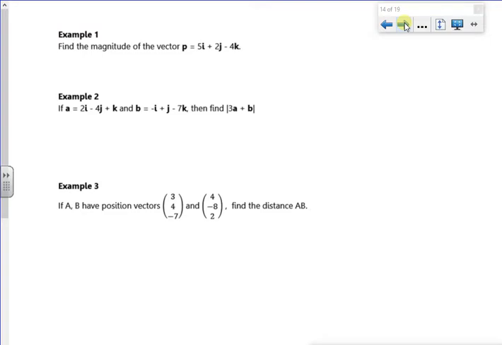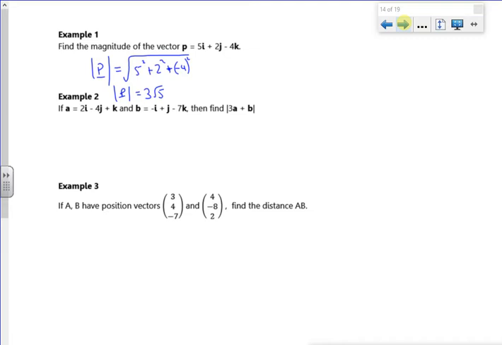So find the magnitude of this vector. So the magnitude of the vector p is the square root of 5 squared plus 2 squared plus minus 4 squared, which gives me, if you stick it in the calculator, 3 lots of root 5. There you go.